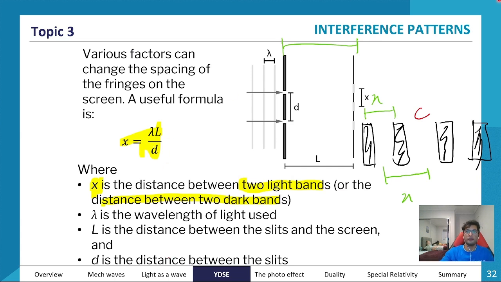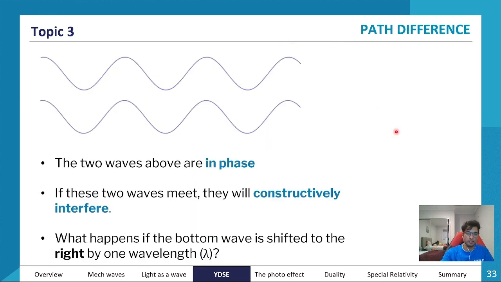So we know that there are bright bands and dark bands, right? But why does that actually happen? Why are we getting bright bands in the middle, but not dark bands? Why are we getting dark bands here, but not light? The reason is because of something called path difference.